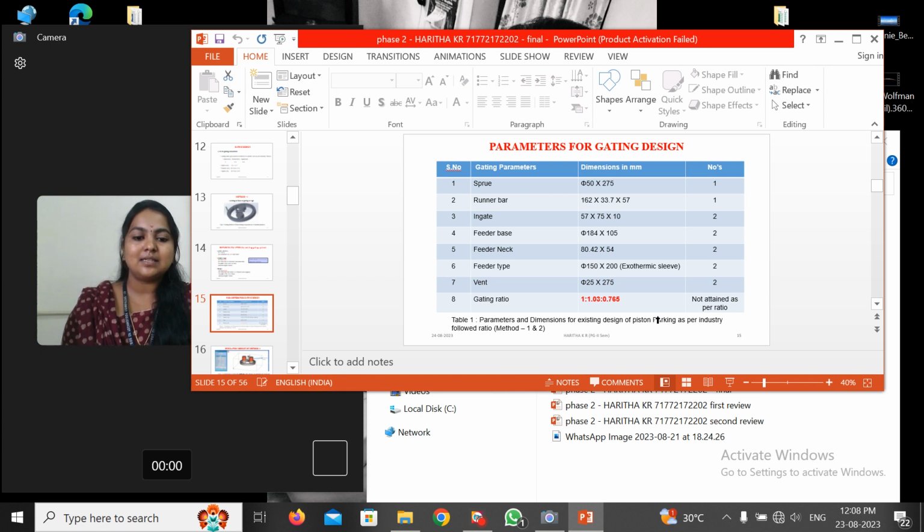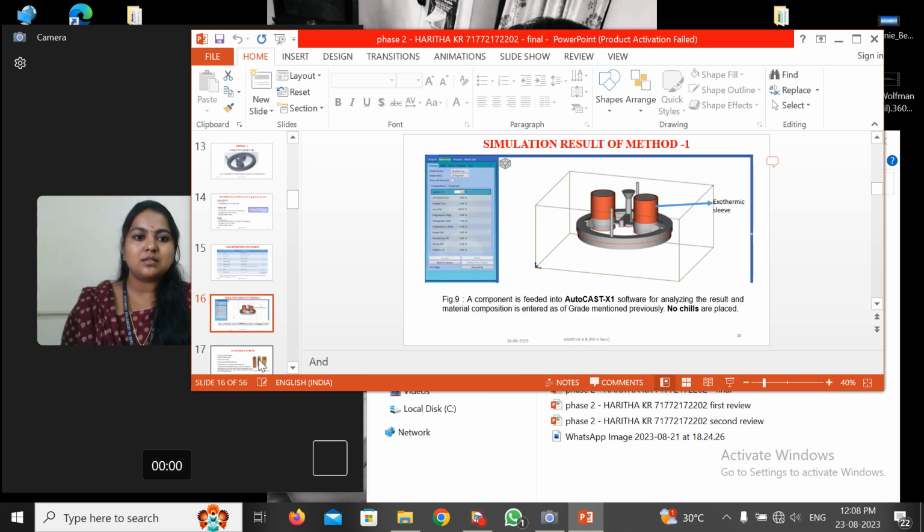This gating design calculation is for methods 1 and 2. So this is the simulation result of method 1, where the component is fed into the simulation software, and on the left side different icons will be displayed. For the ST550/6, we need to choose that pearlite should be a major concern. So I am clicking on that. Then the process is green sand casting, and the composition will be given as per the industry standard. So the composition has been entered.